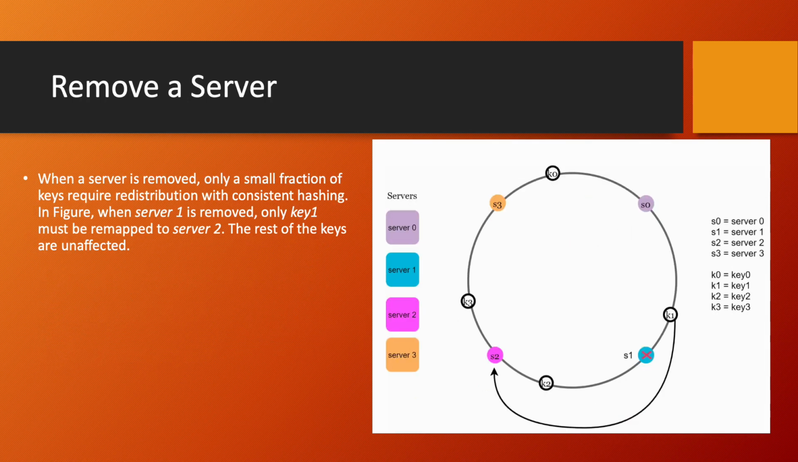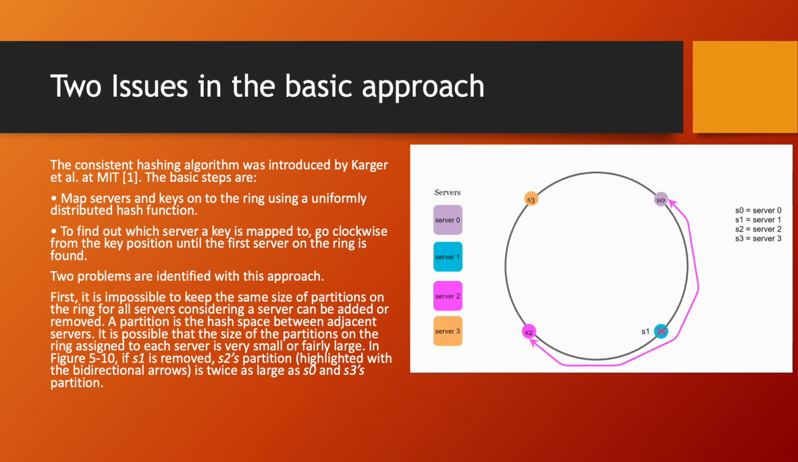When a server is removed, only a small fraction of keys require redistribution with consistent hashing. In the figure presented here, when server 1 is removed, only key1 must be remapped to server 2. The rest of the keys are unaffected.